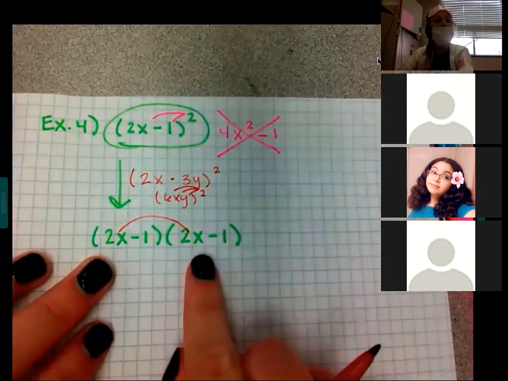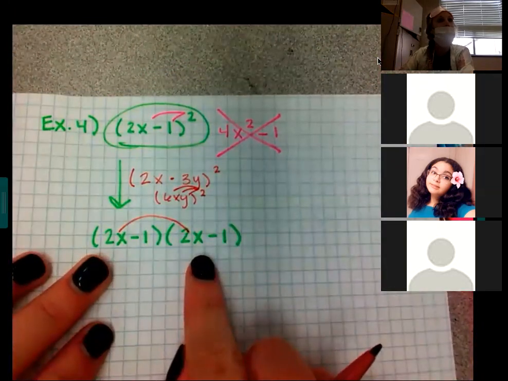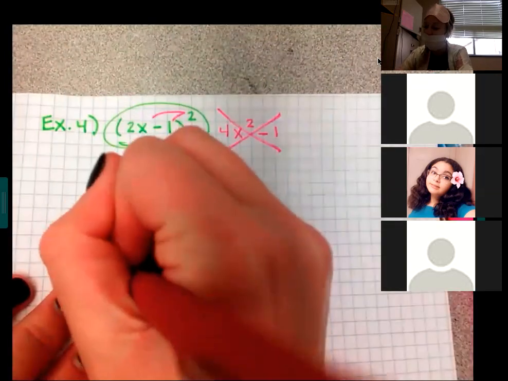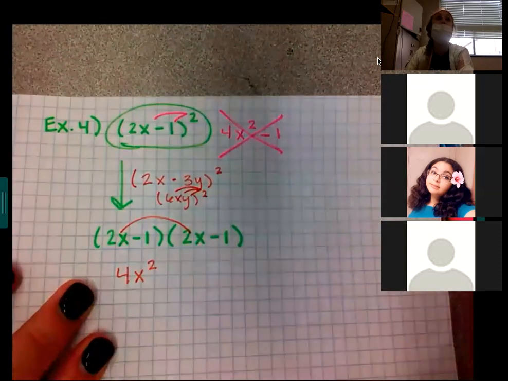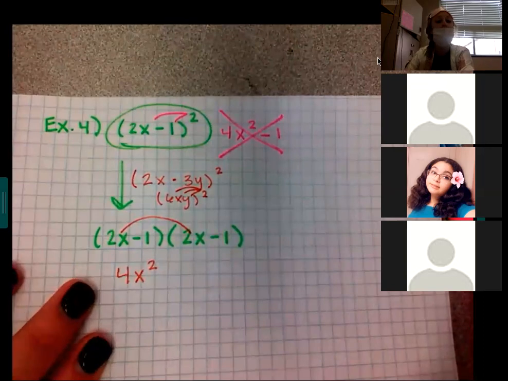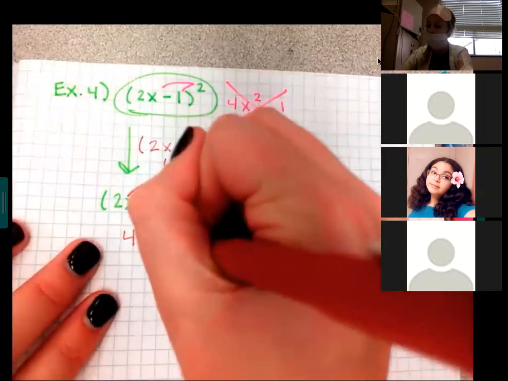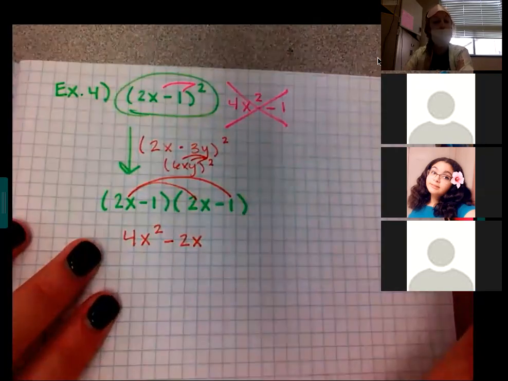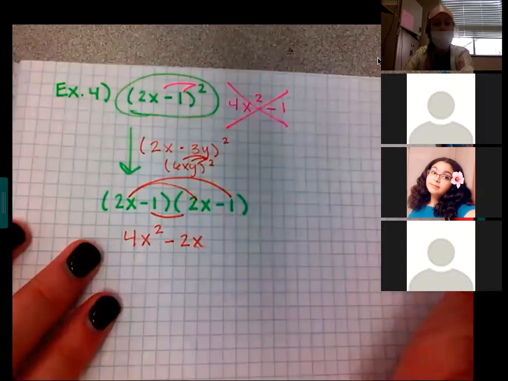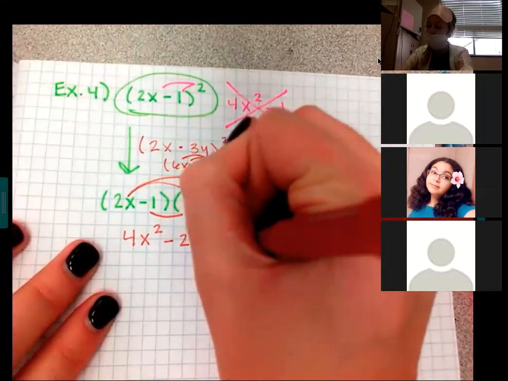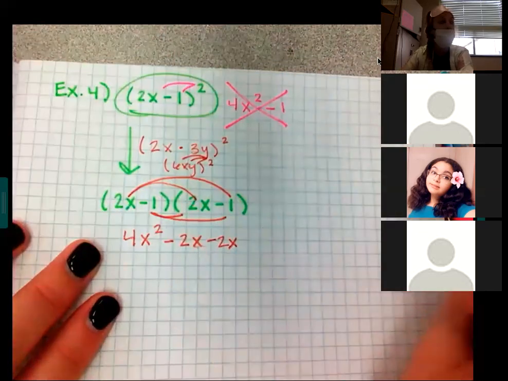I'm foiling. What's 2x times 2x? 4x squared. Good. Thank you, Dominic. 4x squared. But you said 4x. That's wrong. What's my outer, 2x times -1? -2x. Now we're going to do our inner. That was first, outer. Here's my inner: -1 times 2x, -2x again. And what's -1 times -1?